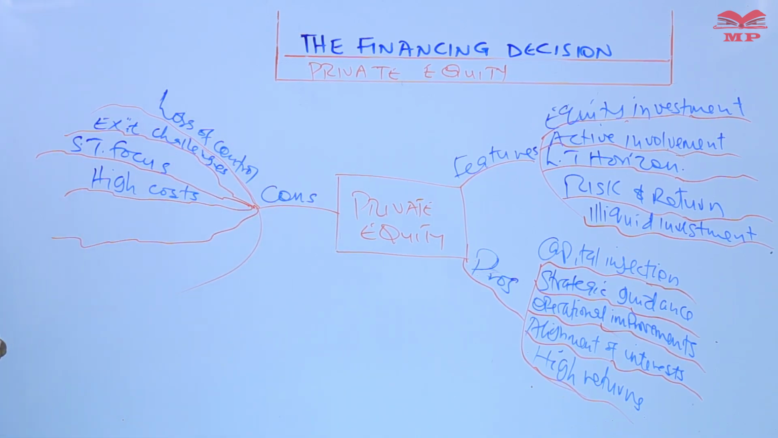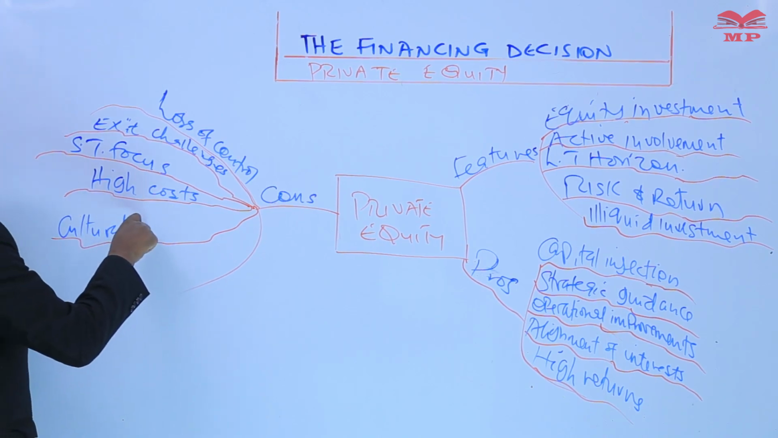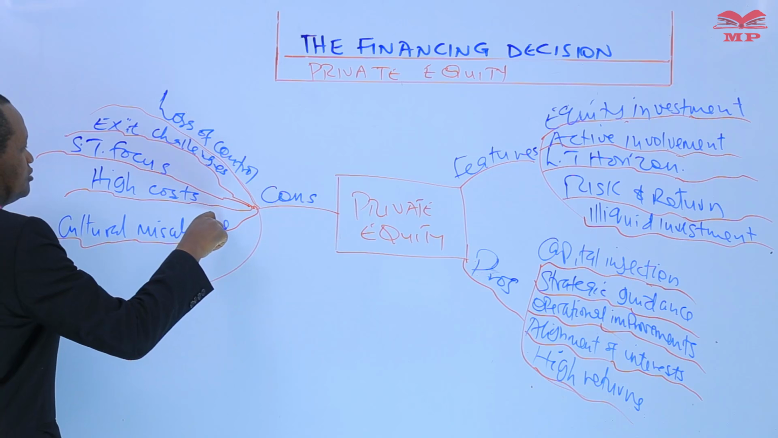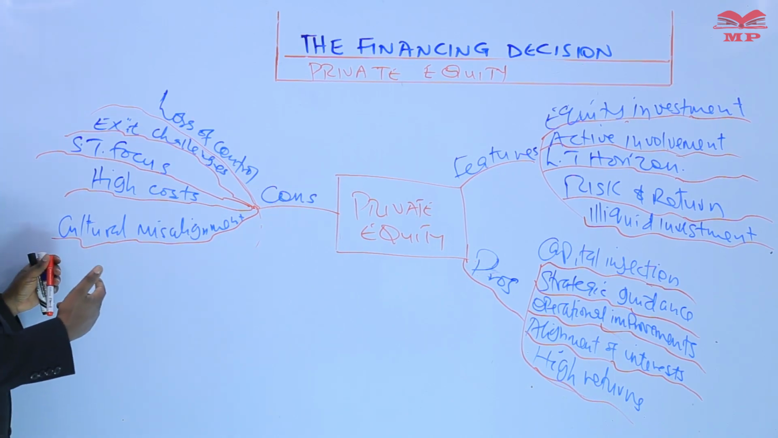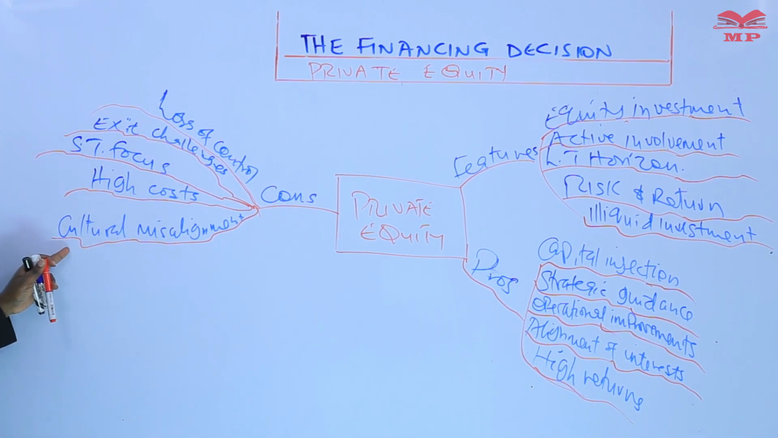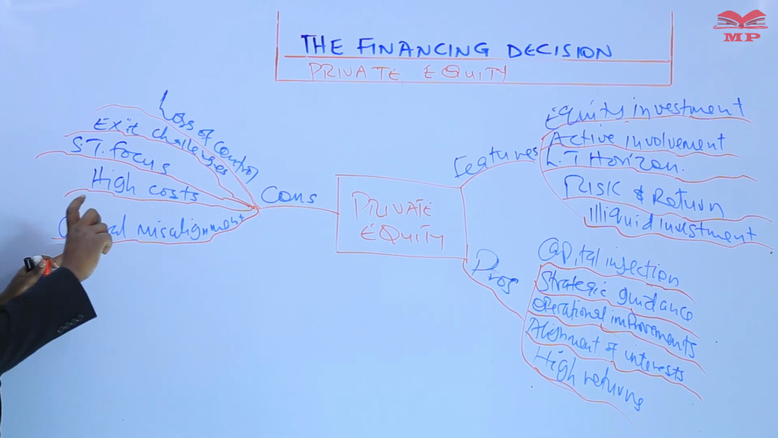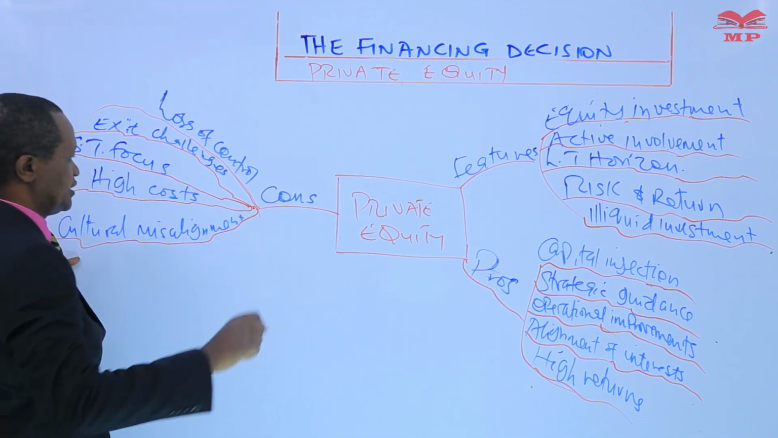Then, lastly, we have what we call cultural misalignment. These are simply differences in corporate culture and management style between the private equity investors and the existing management team, which may lead to conflicts and challenges in implementing company policies. These are differences in culture and management styles between the founders and the private equity investors.